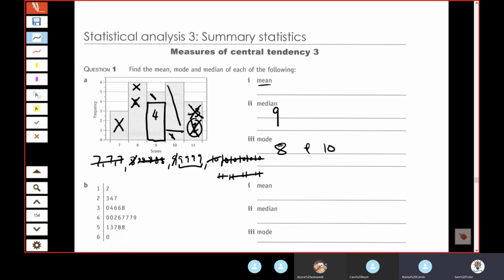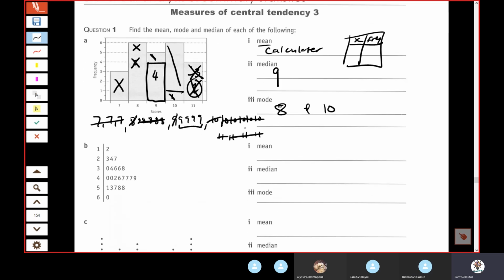Mean: you already know the score and you know the frequency, so you'll just plug it into your calculator using the X and the frequency column, and you'll get an answer, which I'm sure we're not worried about.